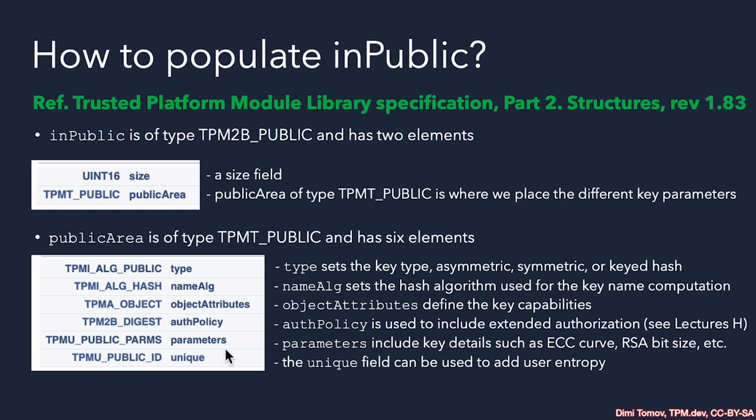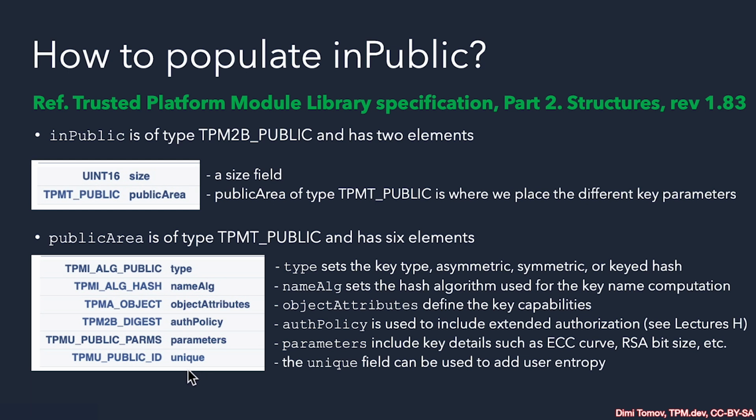Last but not least, we have different key parameters depending on the key type. If we have an ECC key, naturally we would have to specify the curve. If we have an RSA key, we need to specify the size of the key. And if it's a symmetric key, we need to specify the symmetric algorithm and perhaps its mode and its properties and so on. Last, we have a very interesting field, as the name suggests, unique. This field enables us to add user entropy when creating primary keys. And this field varies depending on what is the key type.